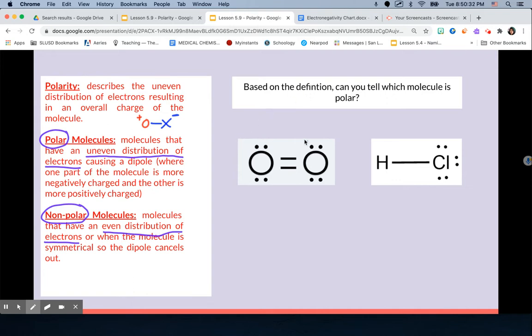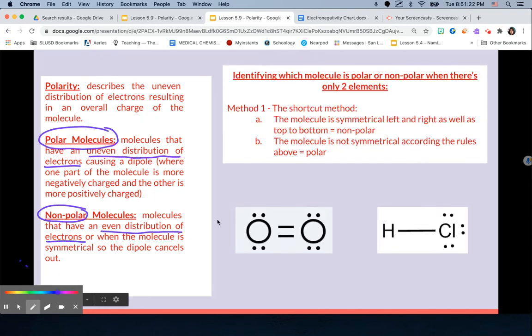And based off of these two definitions, can you tell which molecule is polar and which is nonpolar? Go ahead and pause the video and see if you can figure this out on your own. Okay, did you take your guess? Let's check it out. Okay, so remember that polar means uneven electrons, nonpolar, even electrons.